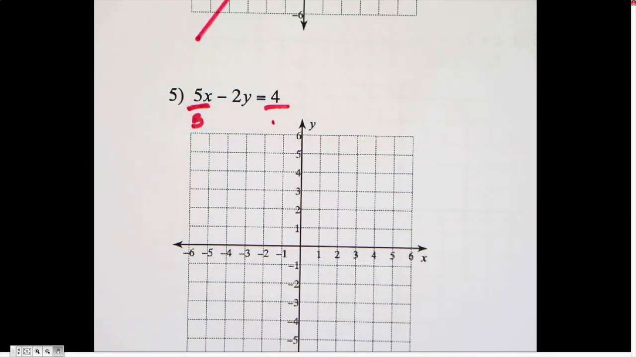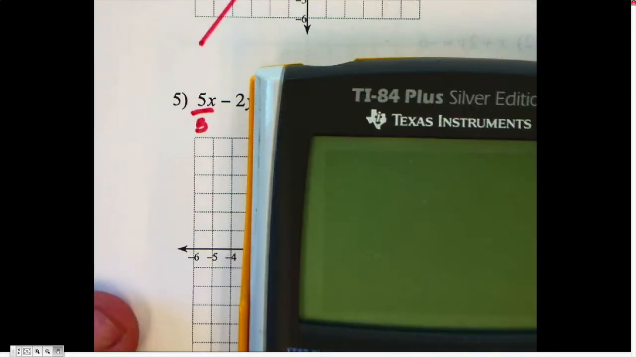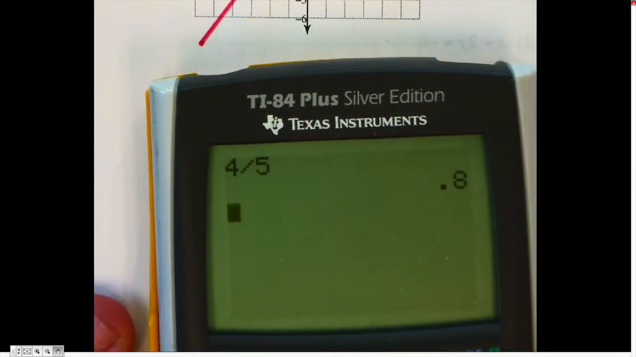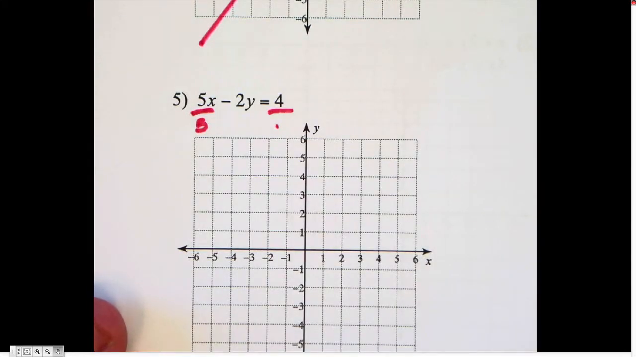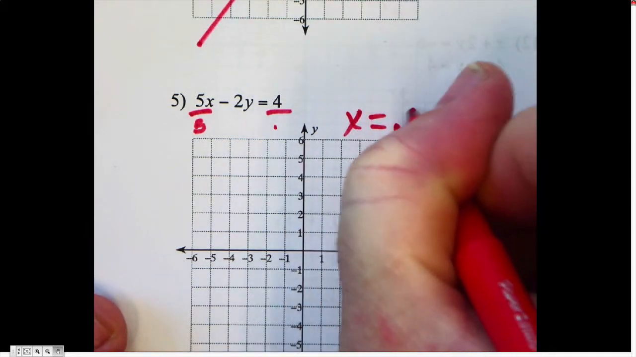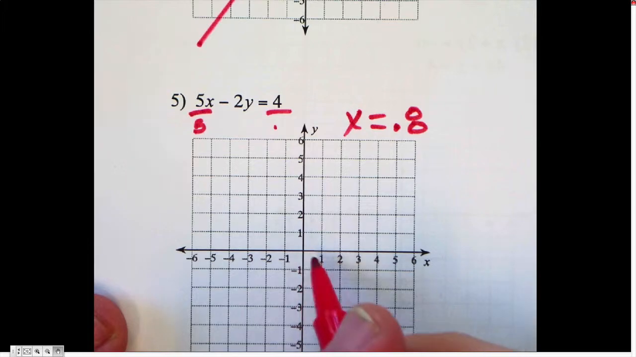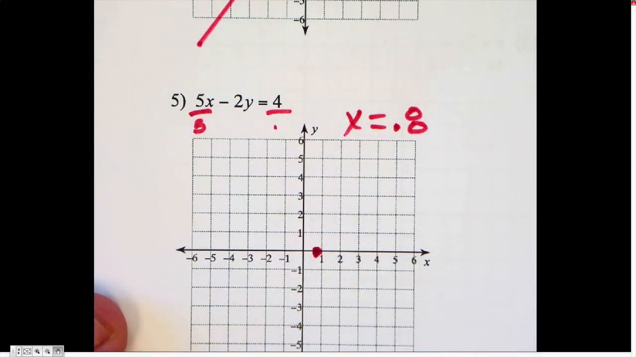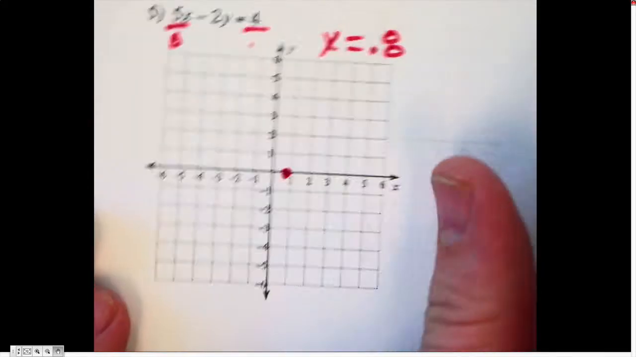But the problem is what's 4 divided by 5? That's not something I know off the top of my head. So we're just going to use a calculator. 4 divided by 5 is 0.8. Okay, so now we see x equals 0.8. So that's almost at 1. It's about right there. Okay, so we're just going to put a point there.